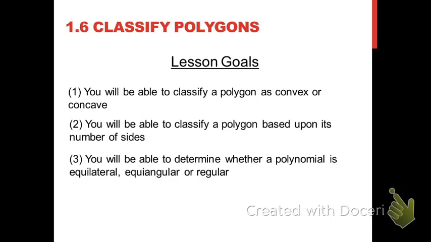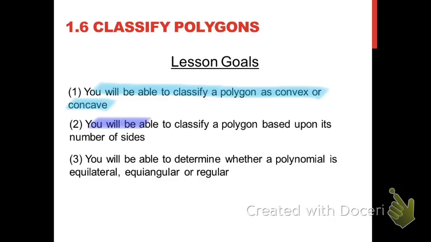In the first video that we're going to watch from this section, we're going to accomplish goal 1, where you will be able to classify a polygon as convex or concave. Along with that, we're going to talk about what it means for a figure to be a polygon, and then how you classify it as concave or convex. In the video afterwards, you're going to learn some other ways of classifying polygons.